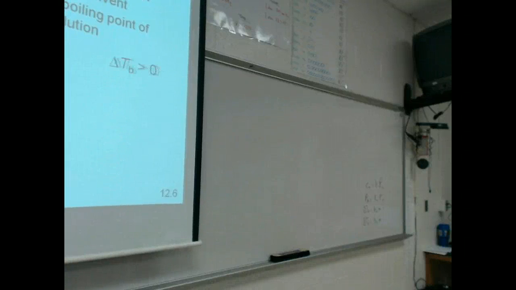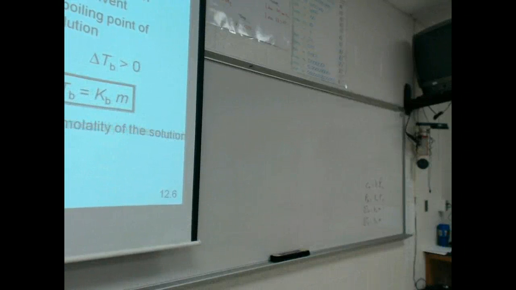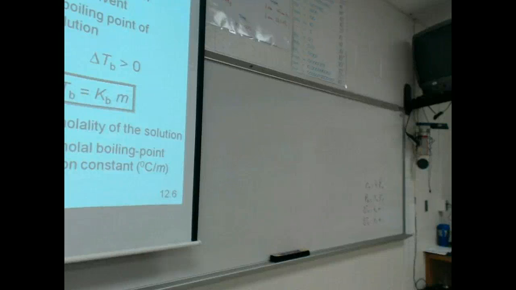Boiling point elevation. Okay, just like we were talking about, having a solute in a solvent lowers the vapor pressure, it also makes it hard for that solvent to boil. So it's going to take a higher temperature to make it boil. Having a solute in a solvent elevates the boiling temperature.